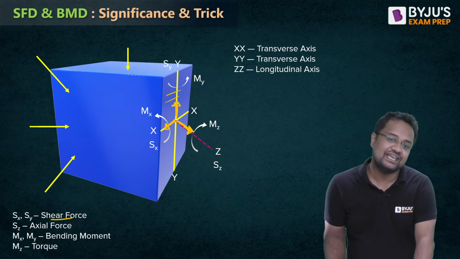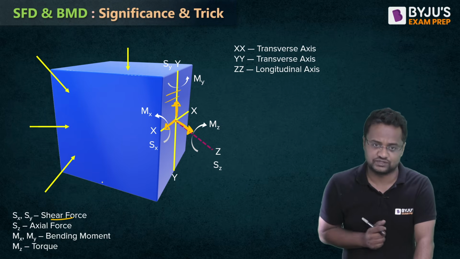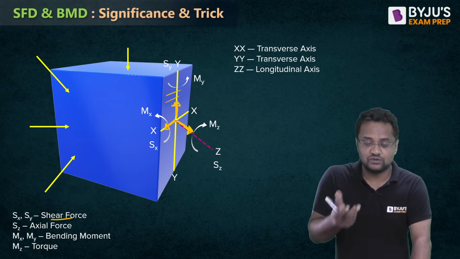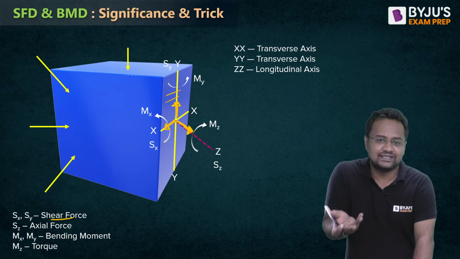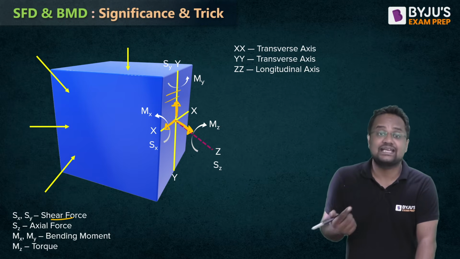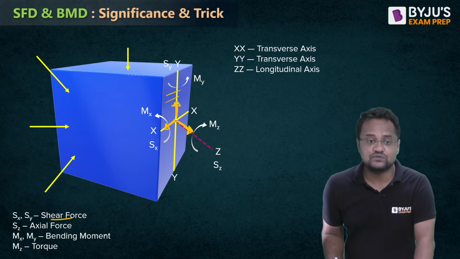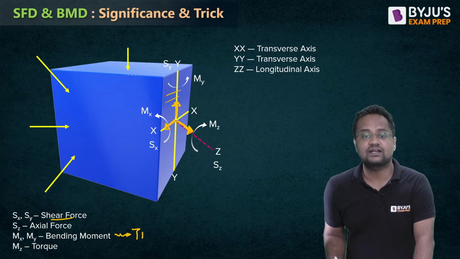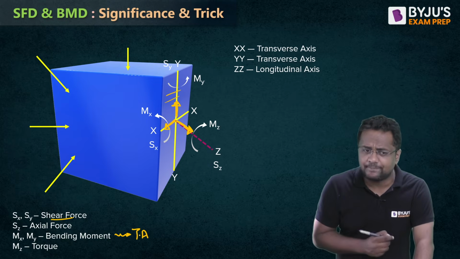So this will be axial force. All these forces are internal forces. Now three moments will be coming. Also, they are internal things because they are coming after cutting the section. Out of this, Mx and My, about the transverse axis, will be the bending moment.